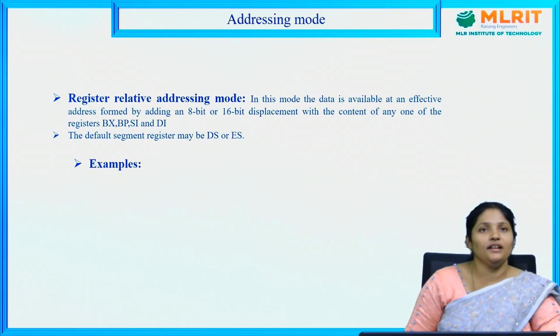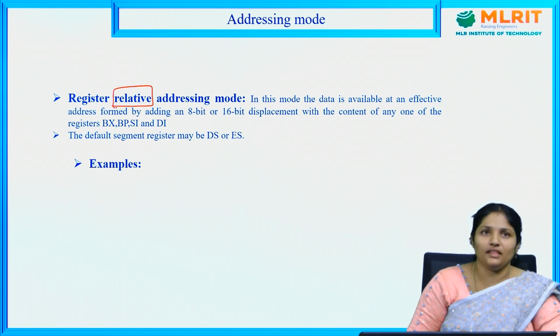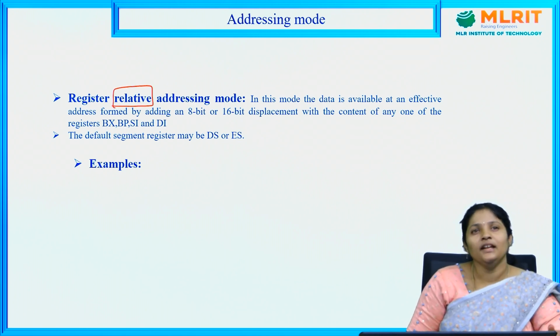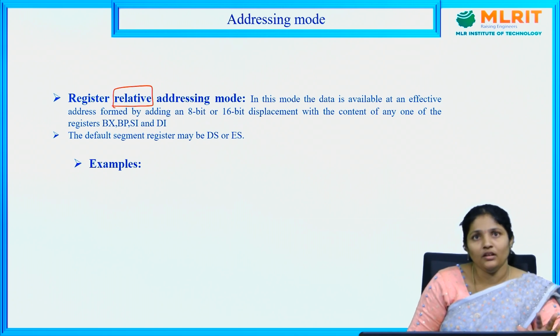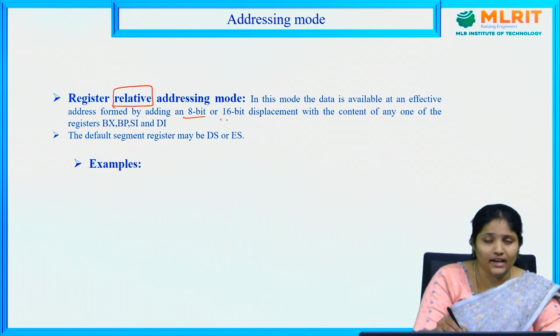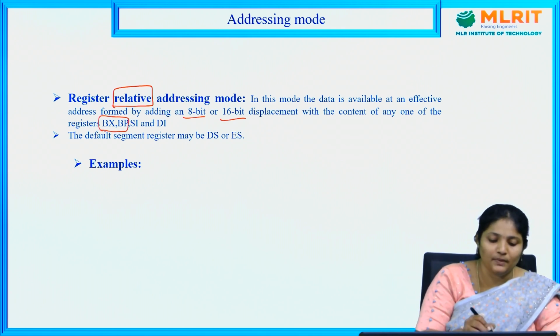Now coming to the next addressing mode, it is the register relative addressing mode. Whenever you see the term relative in the addressing modes, you can easily say that it involves a displacement, either an 8-bit displacement or a 16-bit displacement. In this addressing mode, the effective address is formed by adding the displacement, either 8-bit or 16-bit, to the content of the base registers BX or BP, or the index registers SI and DI.